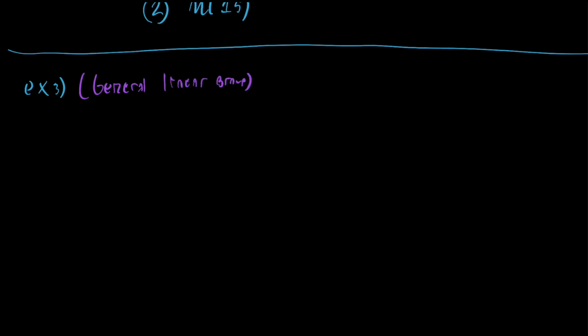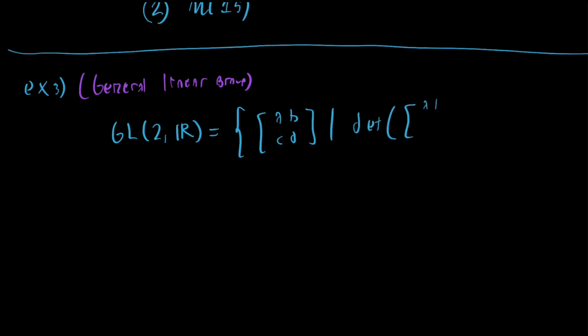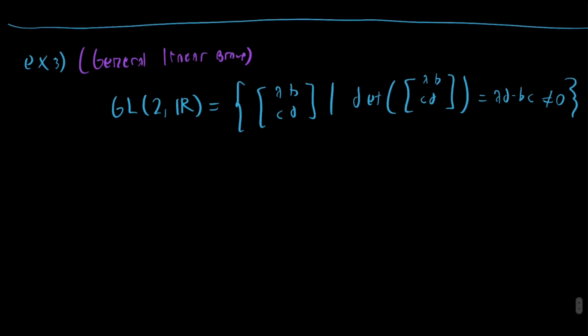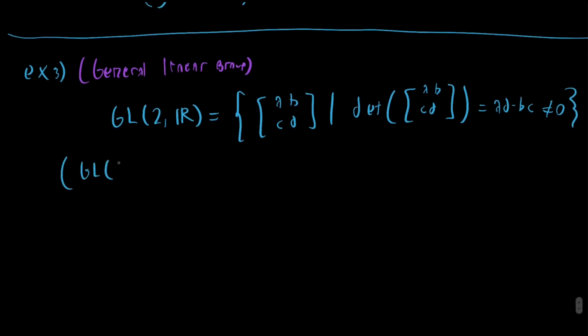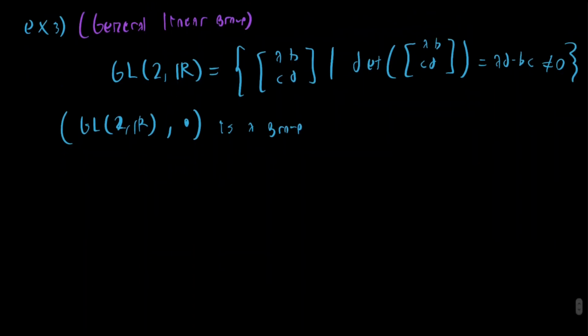So first of all, we call GL of 2R the group of 2 by 2 matrices [A, B; C, D], with real entries, where its determinant, so the determinant of said matrix, which in this case is just AD minus BC, is not equal to 0. So we claim that this set here, with respect to matrix multiplication, is a group. So let's prove it.